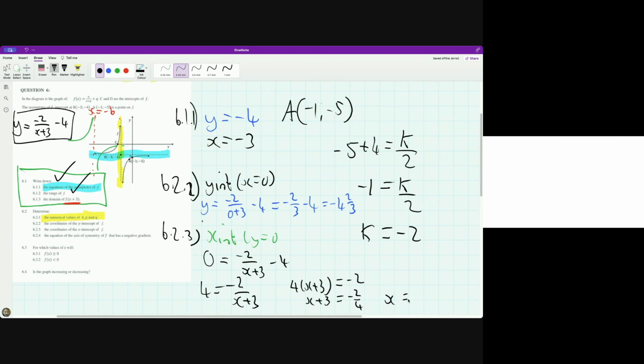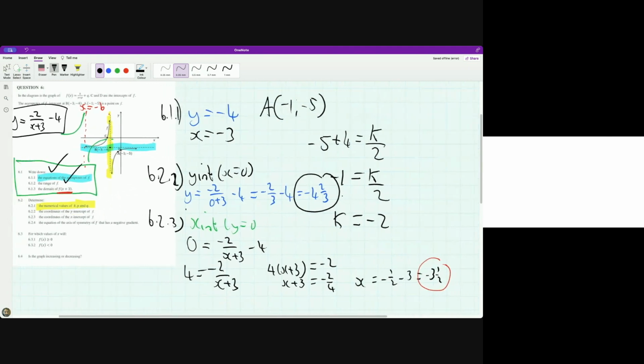And then if I take away 3, I have minus a half, take away 3. I get minus 3.5. So the x-intercept is minus 3.5. Now that was super quick, but can I just get a thumbs up if you generally followed how I found those intercepts?